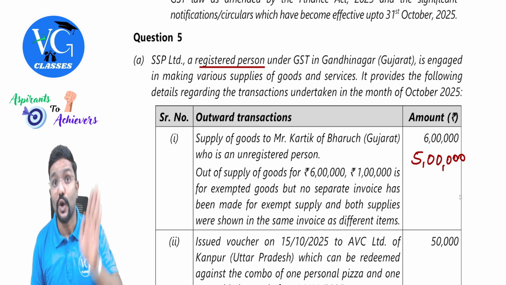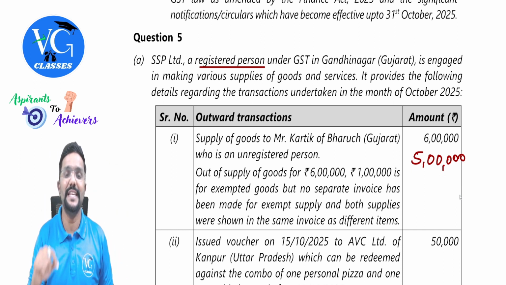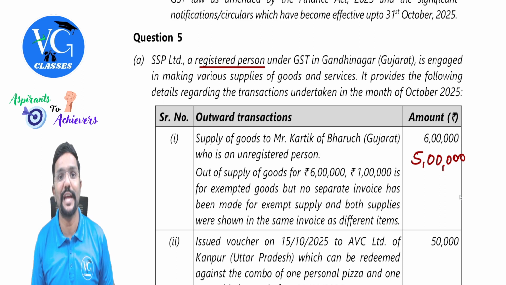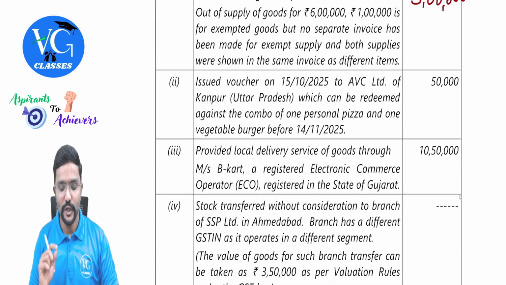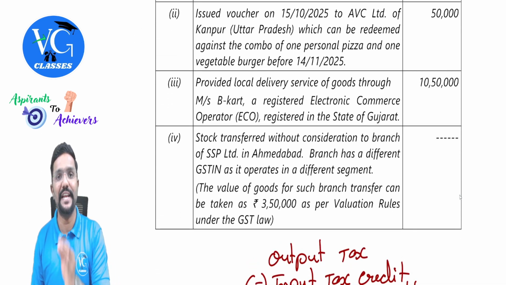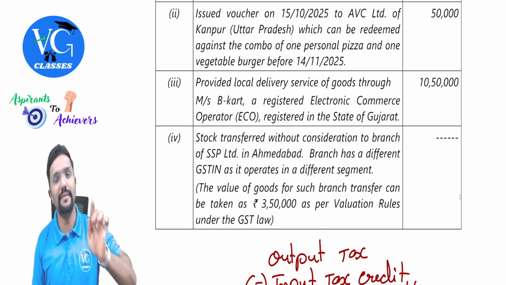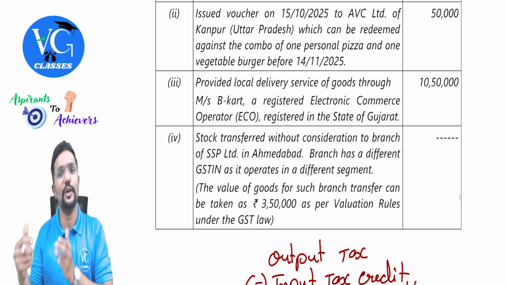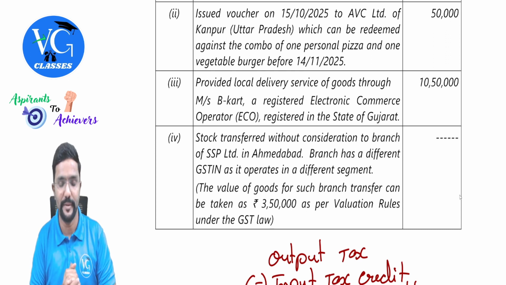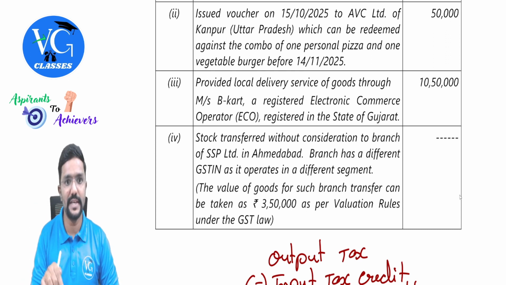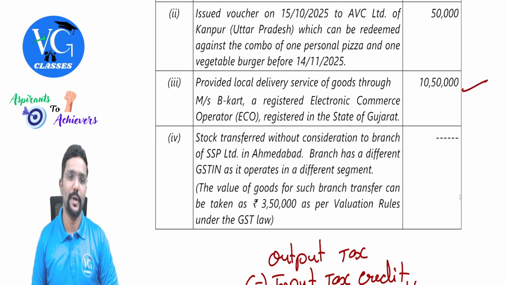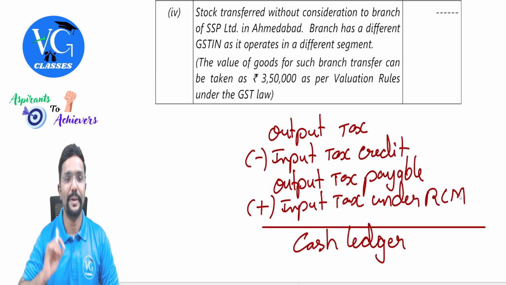If supplier is not registered, then the ECO will pay tax as per section 9.5. So please be careful. Local delivery service is a new addition to section 9.5, where e-commerce operator is supposed to pay tax. But if supplier is registered, then they will pay tax. If not, then e-commerce operator has to pay. Yes. So in this case, as supplier is registered, they will only pay tax. Okay, sir. Next, fourth one.